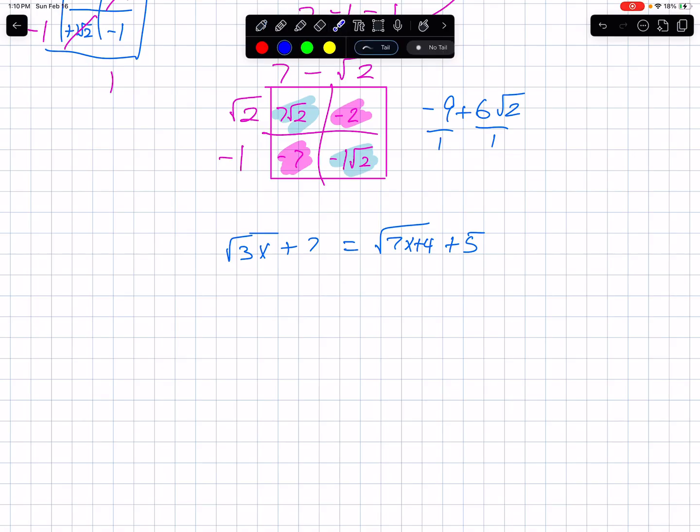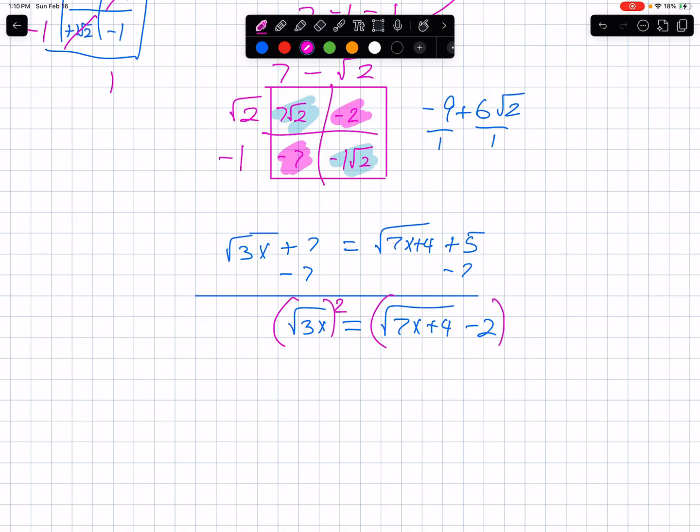Because this has two things under the square root, I'm going to get this one by itself first, because it's going to make it easier. So I'm going to subtract 7 first, and then we get square root 3x equals square root 7x plus 4 minus 2. And then we have to square both sides.